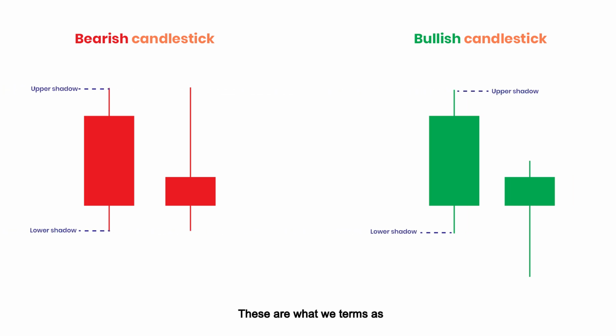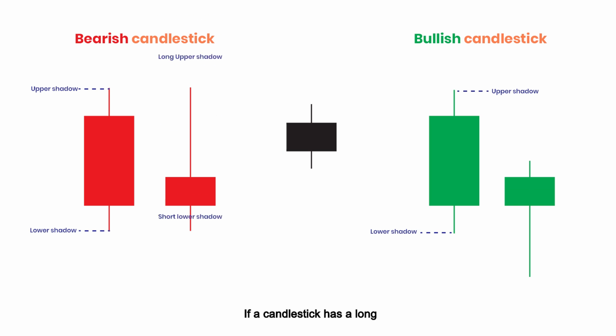These are what we term as shadows or tails. A candlestick consists of an upper shadow and a lower shadow. In rare cases, a candlestick may contain only one shadow or none at all. The shadows of the candlesticks give meaning to what happened at a given time. A candlestick with short shadows indicates that most of the trading action was confined near the open and close.